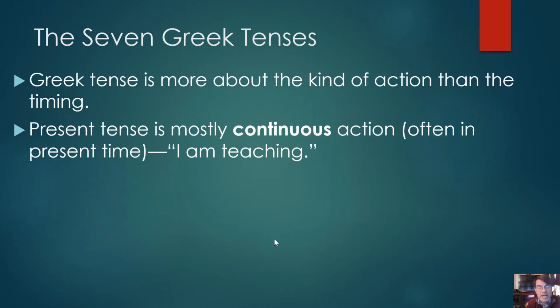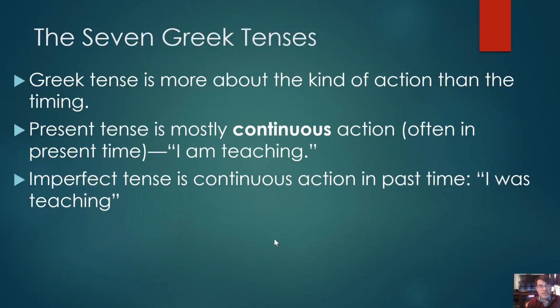So the present tense is mostly continuous action. Yes, it can be in the present time, like I am teaching, but you shouldn't assume that present tense is always about present time. There's a tense called the imperfect tense, which has to do with continuous action in the past time. I was teaching. And the fact that it's continuous is why it is built on the same stem, the same basic chassis as the present tense. You just add an augment, which we'll talk about in a second, to the front, an epsilon to the front usually, and then put in special endings on the end. But the imperfect tense is continuous action just like the present. It's just the imperfect tense is in the past time.